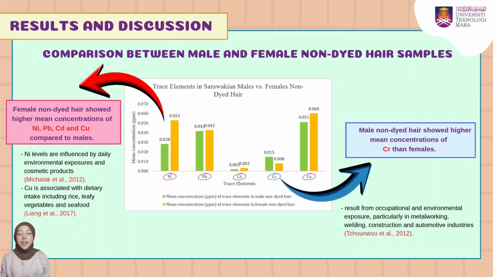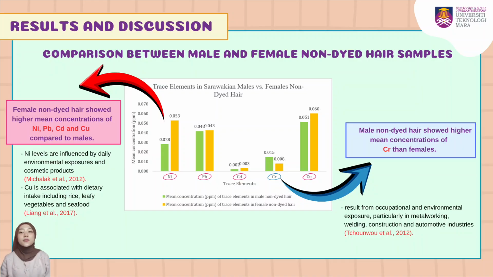Now, for the non-dye hair, females show higher concentrations of nickel, lead, cadmium, and copper than males. Higher nickel concentration may be associated with daily exposure from cosmetic products and environmental sources. Copper may also be influenced by dietary intake such as seafood, rice, and leafy vegetables. However, chromium concentration was higher in male non-dye hair. This may be explained by occupational exposure, particularly among individuals working in construction, welding, metalworking, and automotive industries.